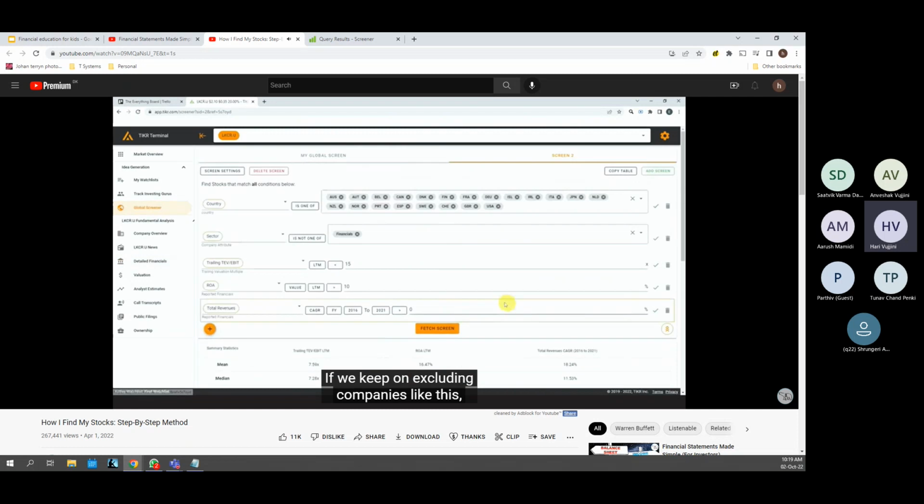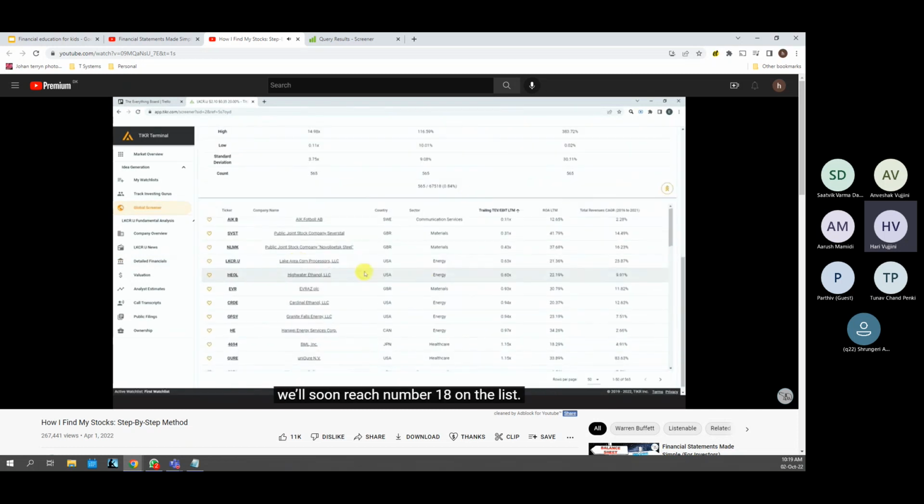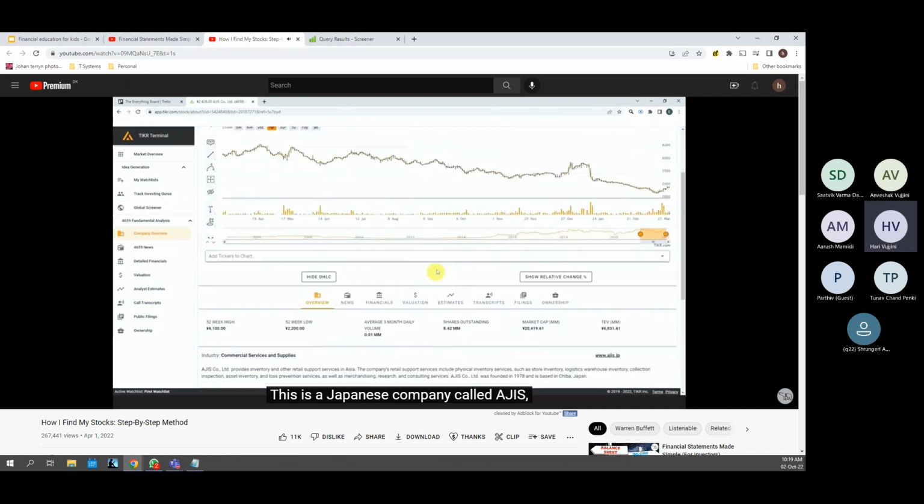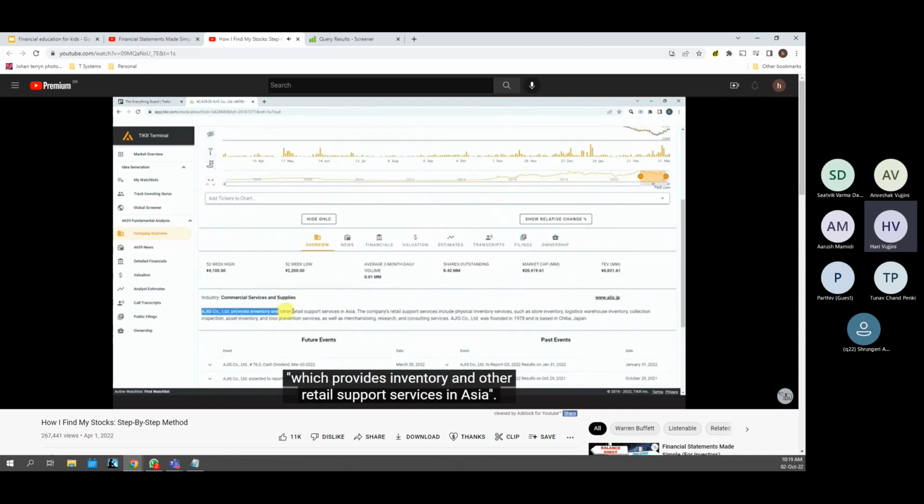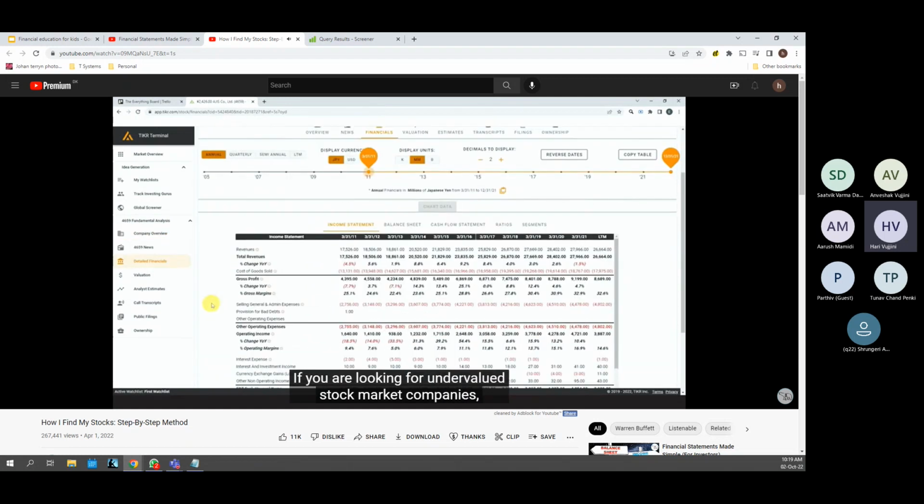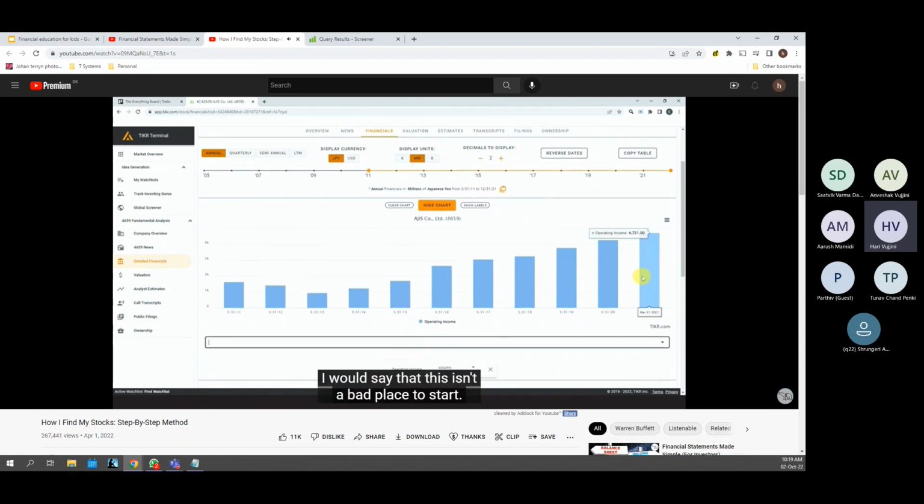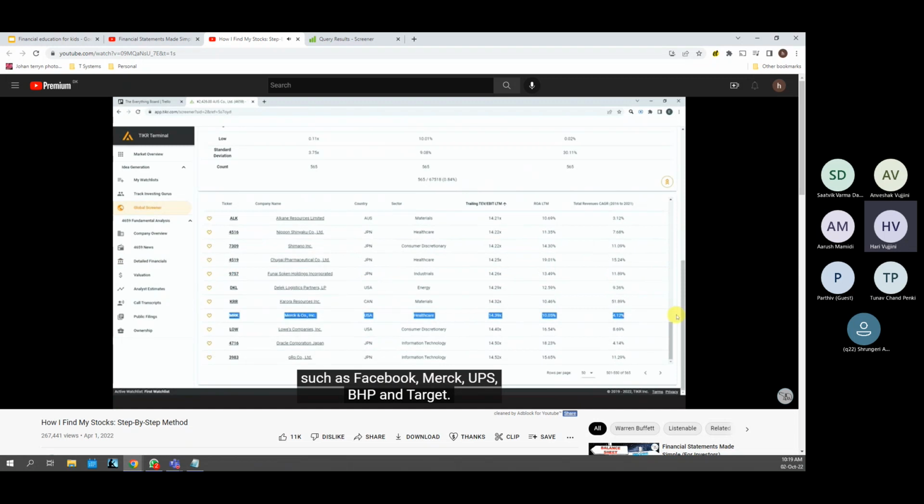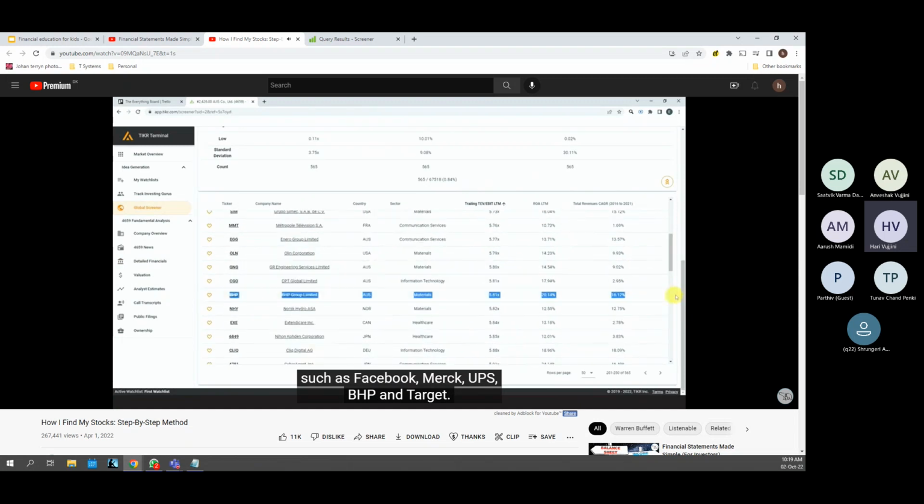If we keep excluding companies like this, we'll soon reach number 18 on the list. This is a Japanese company called AJIS, which provides inventory and other retail support services in Asia. If you are looking for undervalued stock market companies, I would say that this isn't a bad place to start. But maybe you do not have easy access to Japanese stocks. Then further down this list, there are a few companies that you might be more familiar with, such as Facebook, Merck, UPS, BHP, and Target.